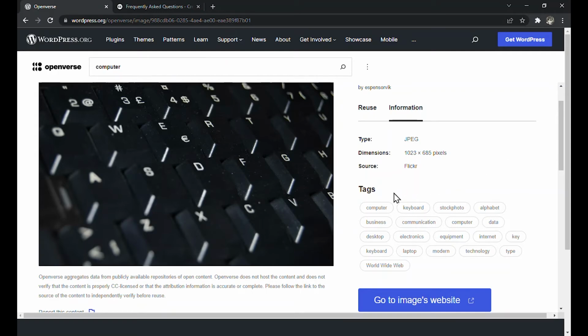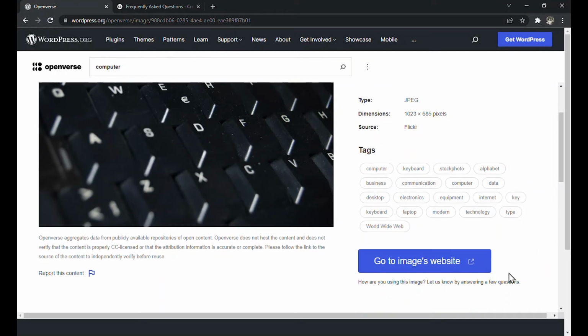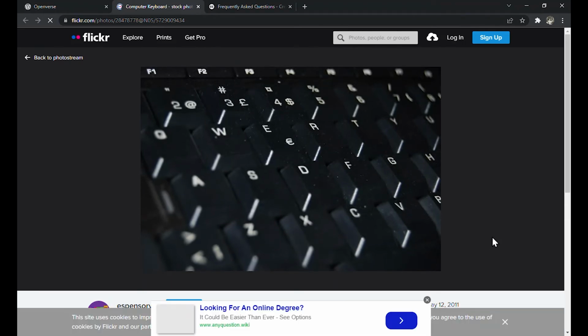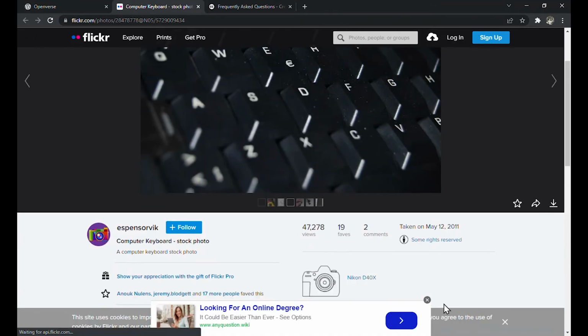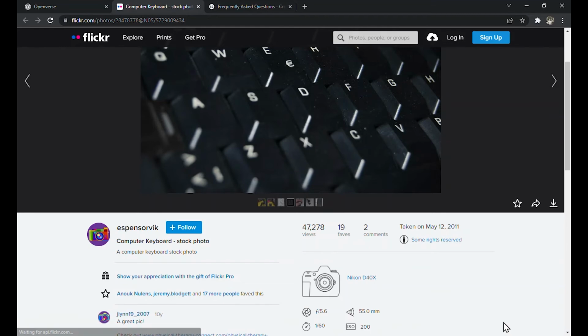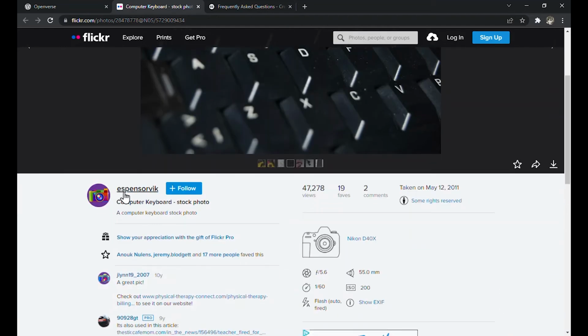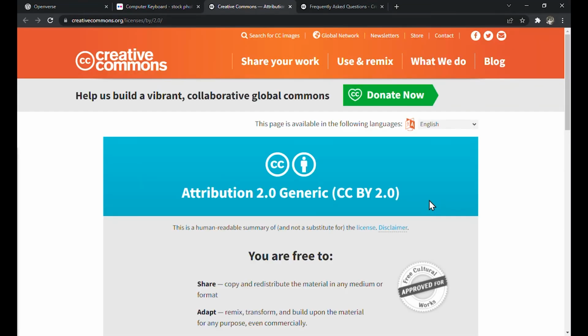I can also go to the original website that the image was posted on. So we can see the same photo, and if we scroll down a little bit, we do get the information again, the username of the creator. We can also see how many people have viewed it or liked it. If we click on where it says some rights reserved, it takes us back to the Creative Commons website to give us specific information about which copyright license the photo falls under.